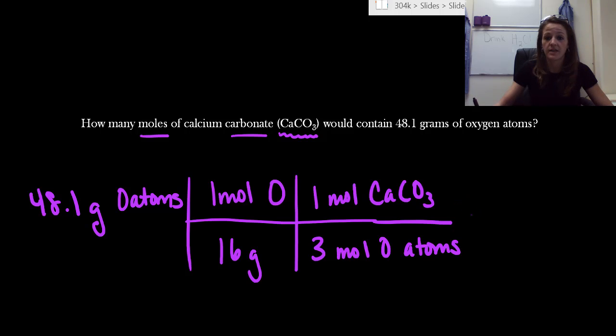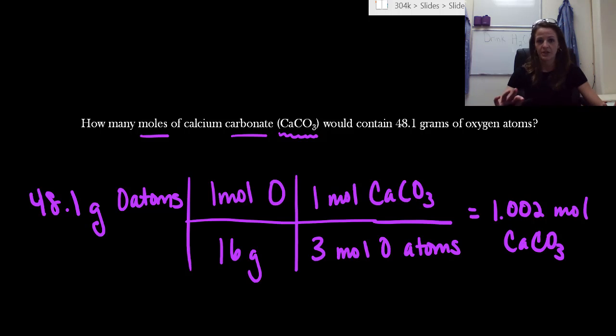All you have to do is solve this out, and if you type it in your calculator properly, you should get something like 1.002 moles of calcium carbonate. Did you get it? If not, stop what you're doing right now, ask a teacher, shoot me an email, let's figure this out and figure out where your mistake was made. All right, now, number 2.